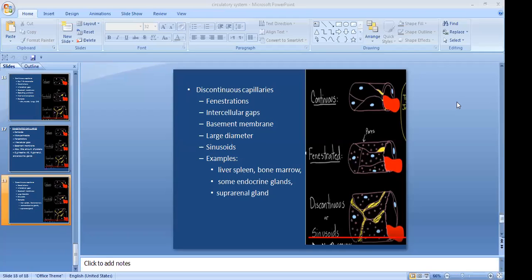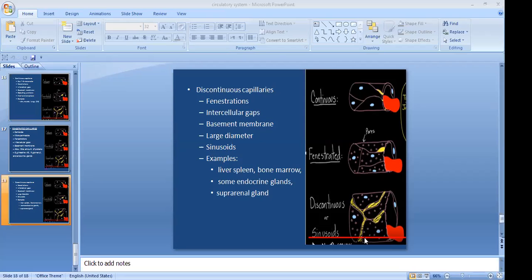So three things: the fenestrations are present in discontinuous capillaries, wide intercellular gaps, you see here, wide intercellular gaps, and the basement membrane is discontinuous. The other important point is that the fenestrations or pores in the fenestrated capillaries were covered by the diaphragm or a membrane. But in discontinuous capillaries, those fenestrations are not covered by the diaphragm or a membrane.